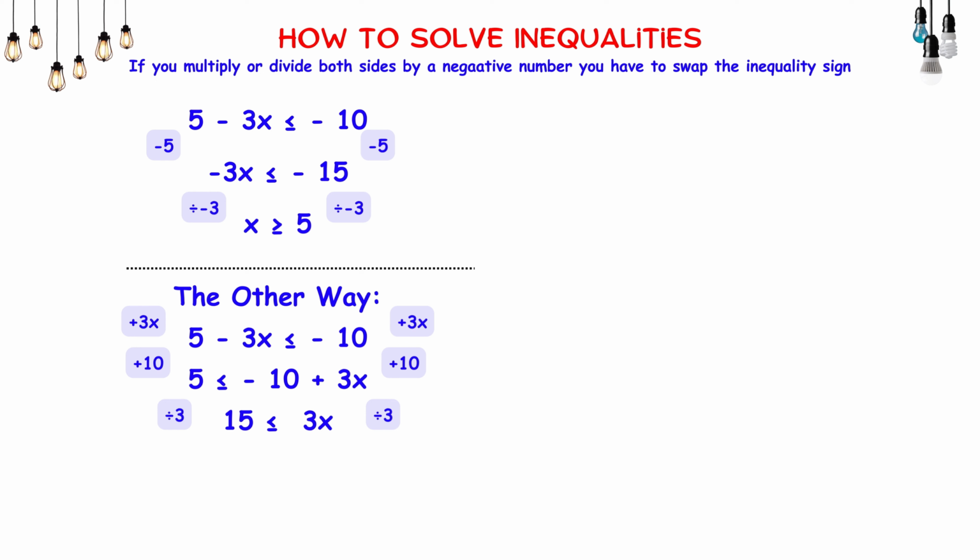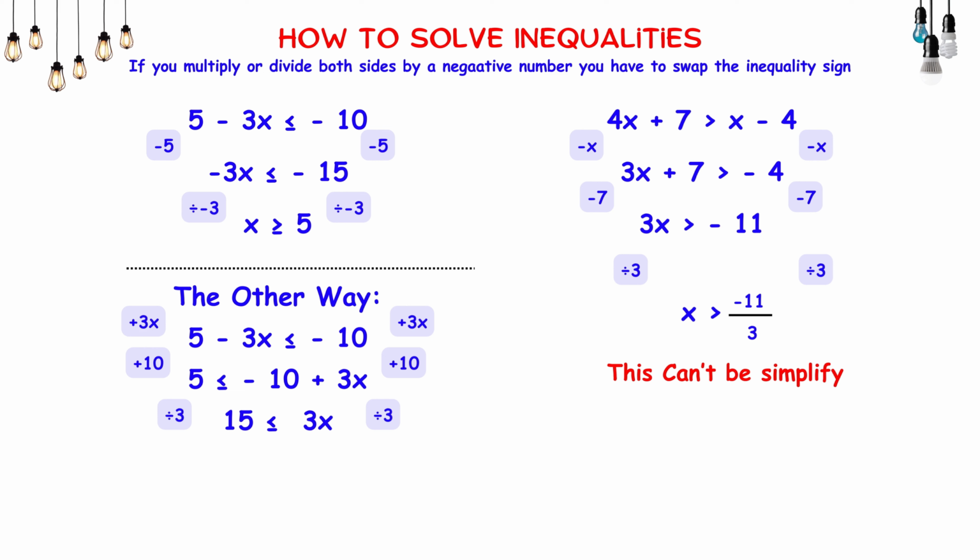Then the second way that we could have done this question would be to add 3x to both sides to get 5 ≤ -10 + 3x, then add 10 to both sides to get 15 ≤ 3x, and finally divide both sides by 3 to get 5 ≤ x. And remember, this is exactly the same thing as saying that x ≥ 5 like we got in the first place. In situations like this, it doesn't really matter which way around you do it, just go with whichever one you feel most comfortable with, or whichever one you think of at the time.